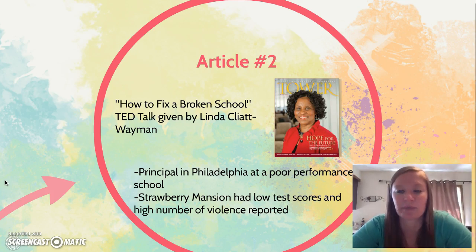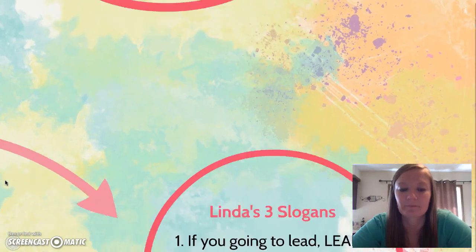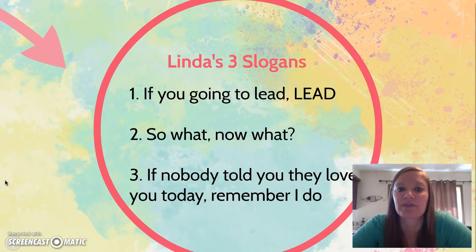She had been a principal at several schools before, but the specific school that she's talking about in her TED Talk was a poor performance school called Strawberry Mansion. Strawberry Mansion not only had low test scores, but a high number of violence reported, arrests reported, things like that at the school. During her talk, she had 3 main slogans that she repeated throughout the entire time.